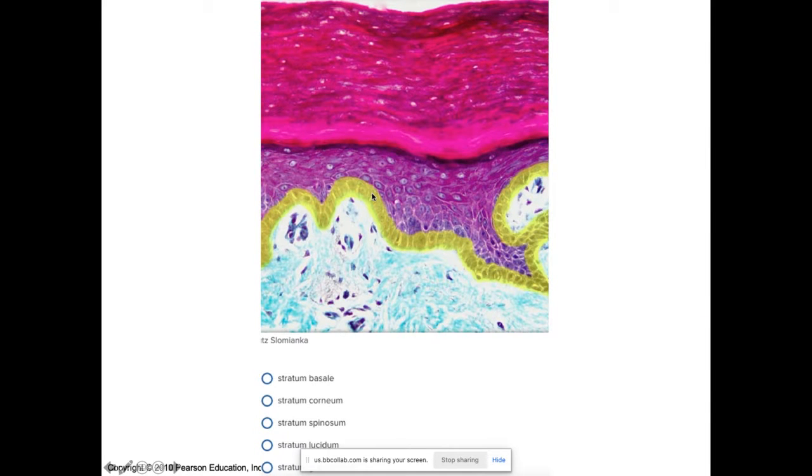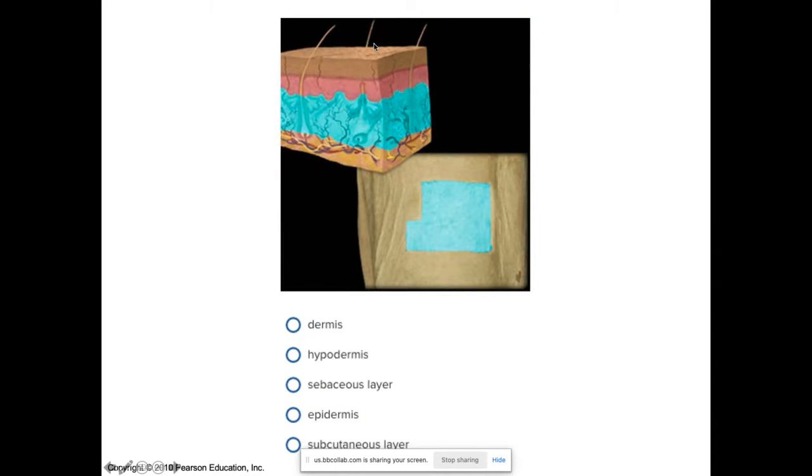And then if we go all the way down, the deepest layer, that's going to be the stratum basal. Remember, Cher loves getting skin Botox. That's the basal layer, stratum basal. Epidermis is up here. Now we have the dermis.